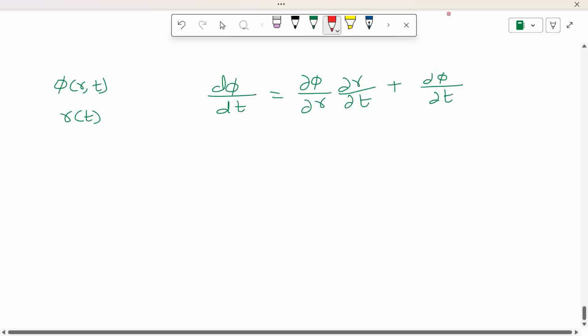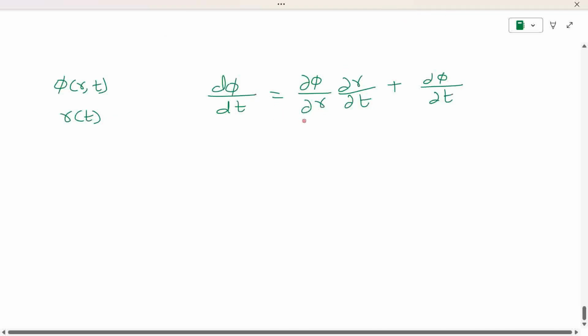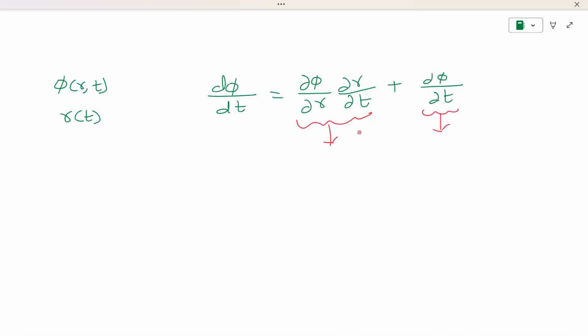So what does this suggest? Here and here, basically we are finding d phi by dt because of the variation of r in time and the variation of phi due to r. The variation of phi due to r, because r changes with time as it is a function of time. So this is one component. Plus dou phi by dou t is because phi is also a function of time. This is the thing that we need to remember.